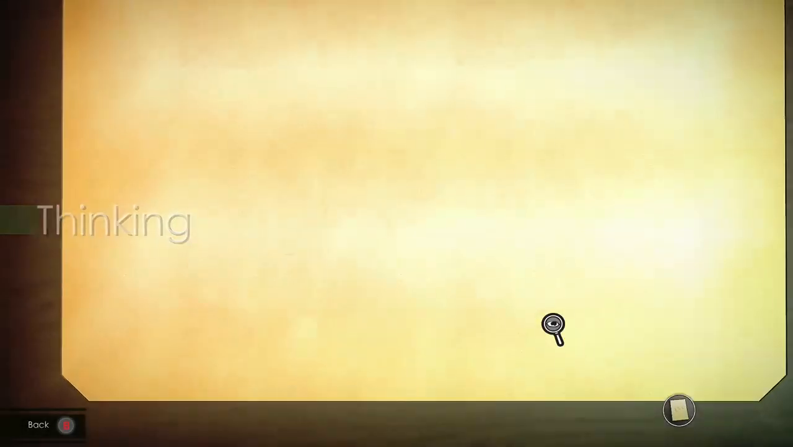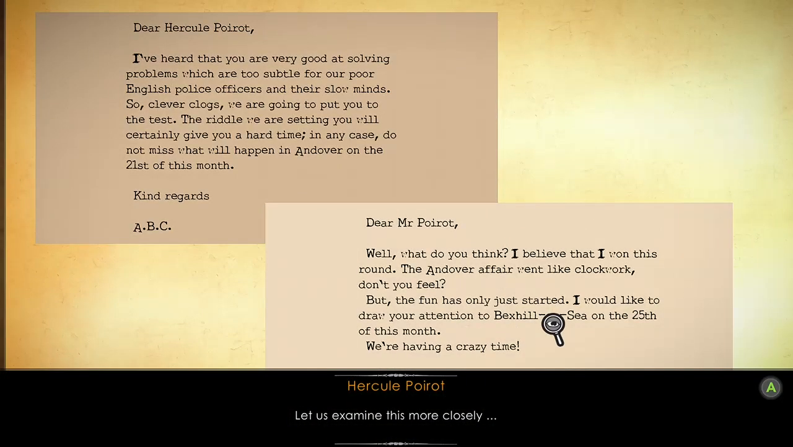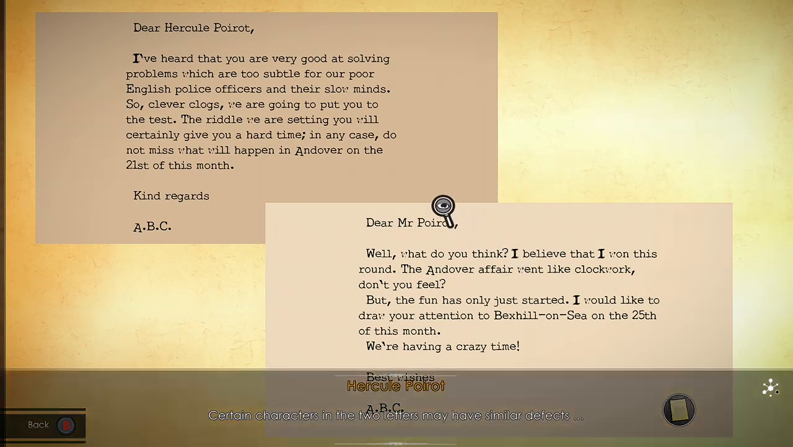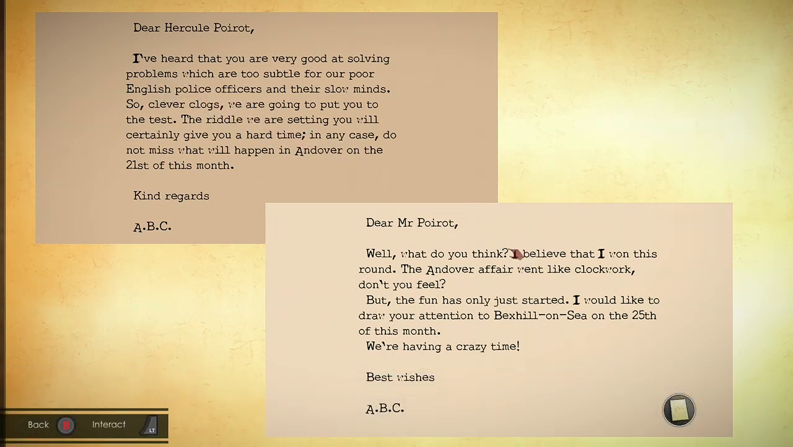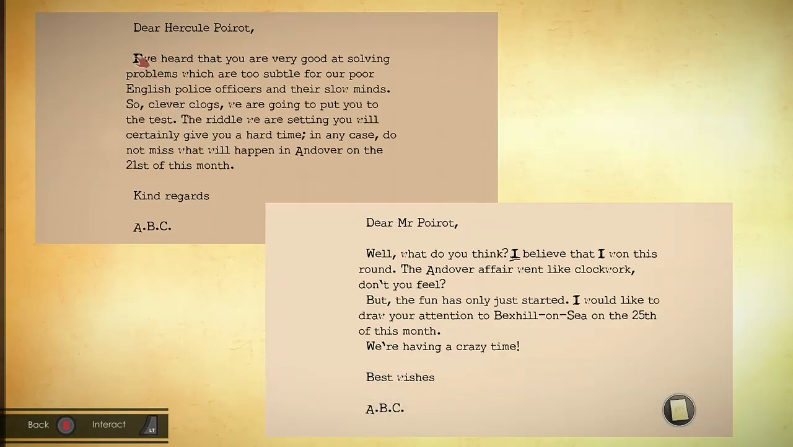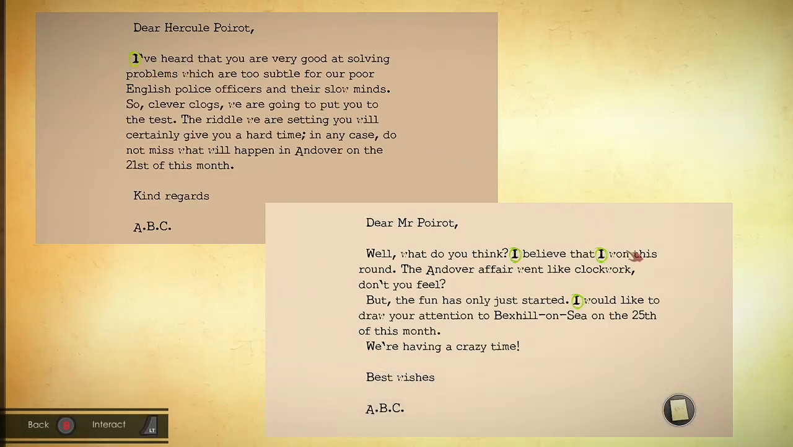Right, so we are now comparing. Let us examine this more closely. Letters. Okay, so we know that certain characters in the two letters. Okay, yeah, all right. Can you select it then? This, the I. I have to find some other. So, W.